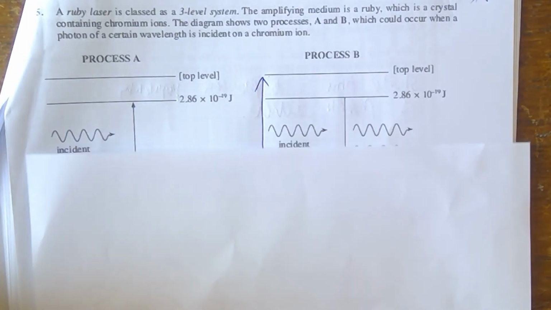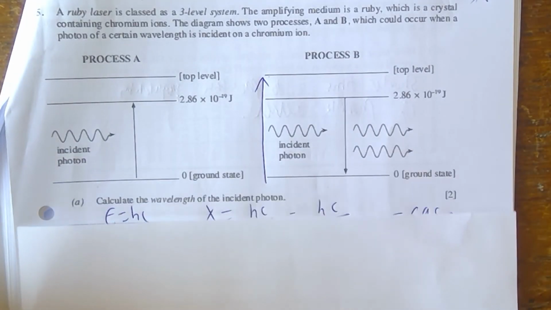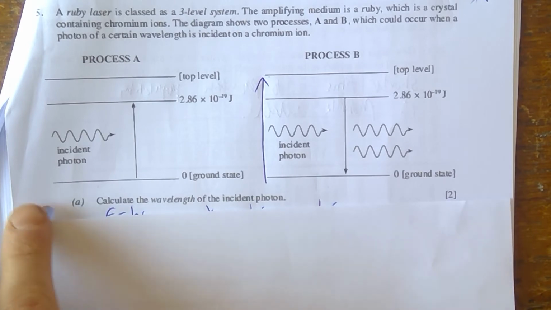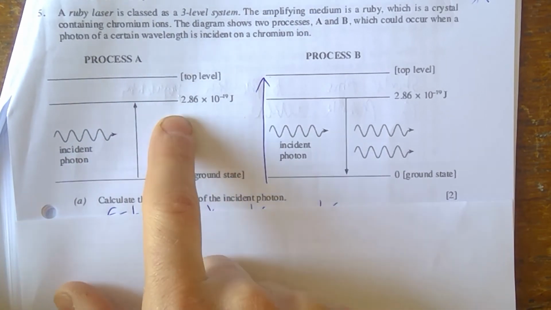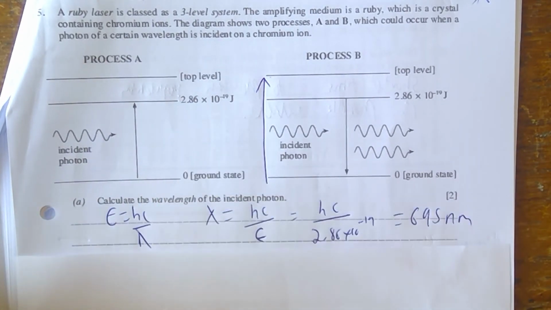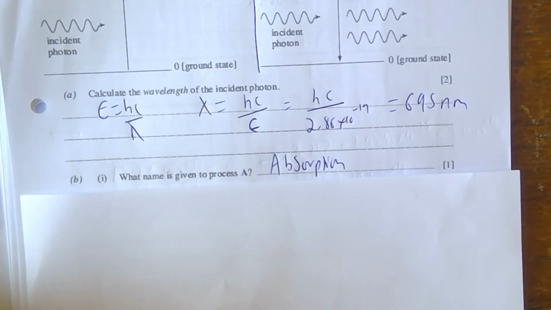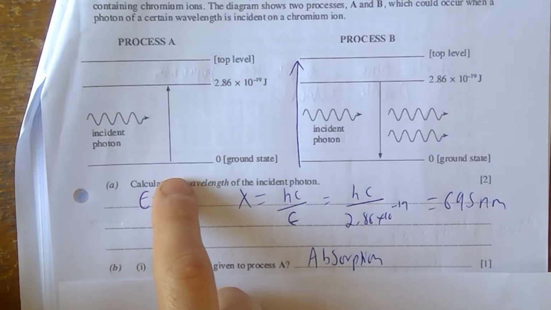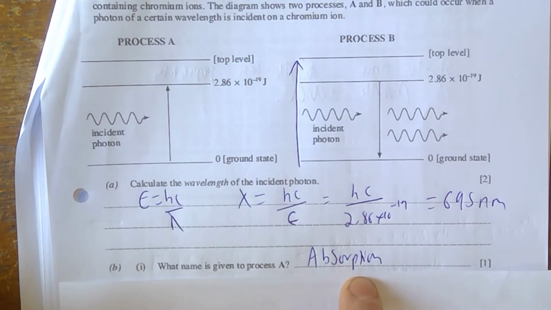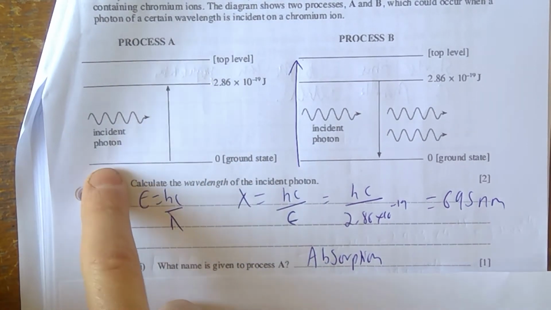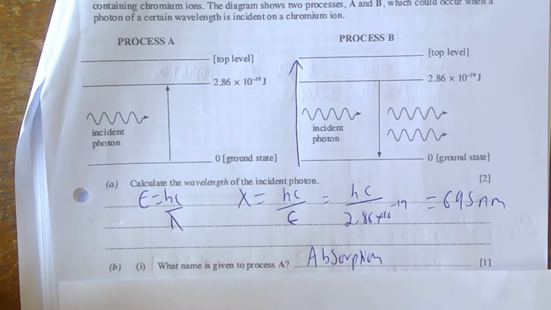Let's have a look at the last question then. Right. So you've got these diagrams here. Calculate the wavelength of the instant photon. That's here. It's got that energy difference. Plonk it into hc over lambda equals the energy of the photon, 695 nanometers. What's the name given to process A? Where's that? Absorption. Absorption. The photon's being absorbed, the electron goes up in energy level.